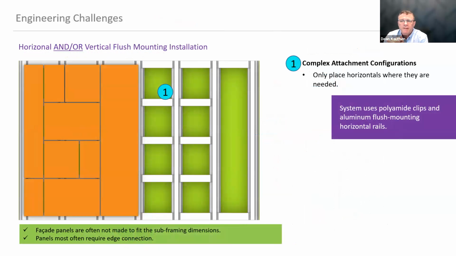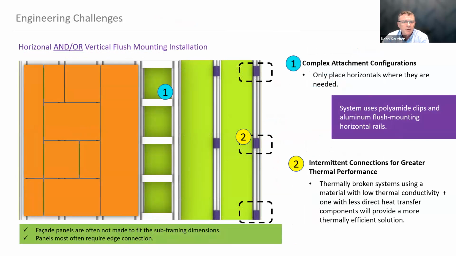So an example that we see here with this flush mounted system, we have a vertical clip and rail system. And at area number 1, there's a horizontal support added between the verticals, but it's in the same plane as the vertical supports. Those are only needed where, say, you have a horizontal joint where you need to attach the panels. And then at area number 2, you can see that those supports are engineered.